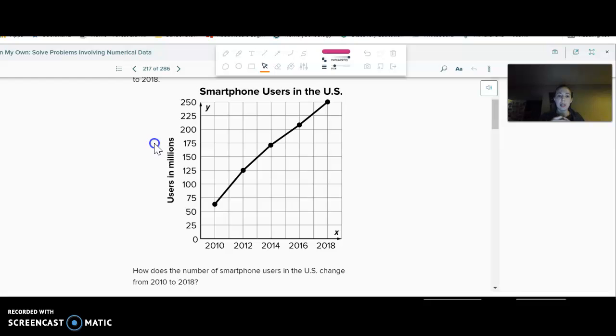All right, hopefully you picked that it increased. They increased, right? By almost 200 million, because it starts down here at just about 50, maybe a little bit over, maybe like 60, 62, ends at 250, so that's almost 200 million more that it increased by.